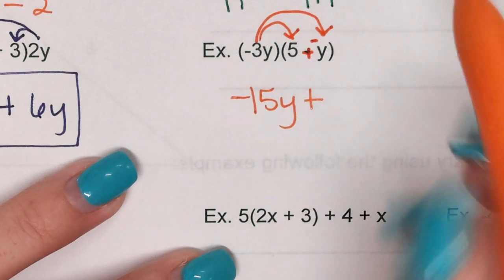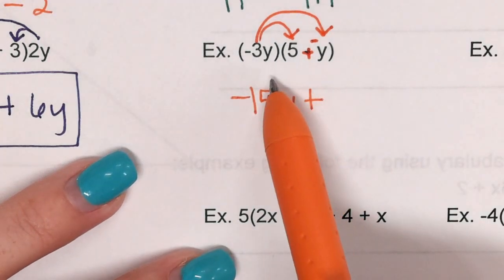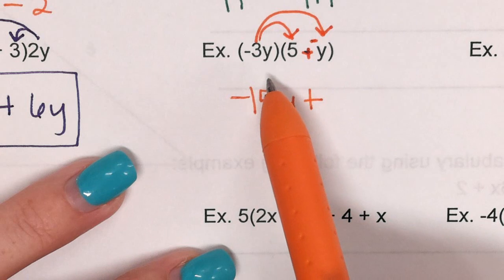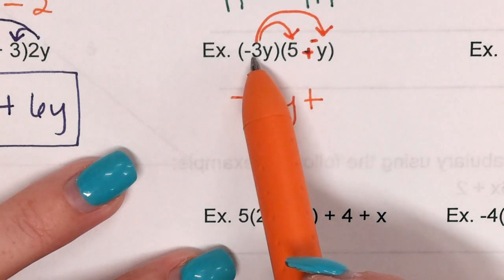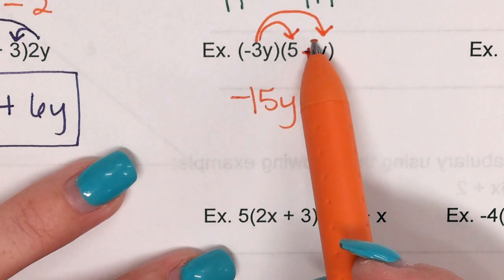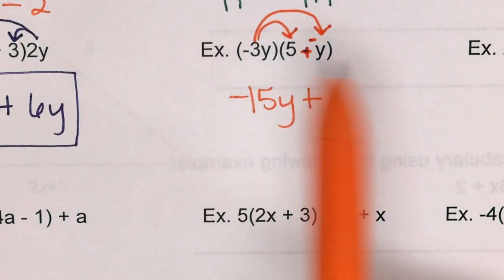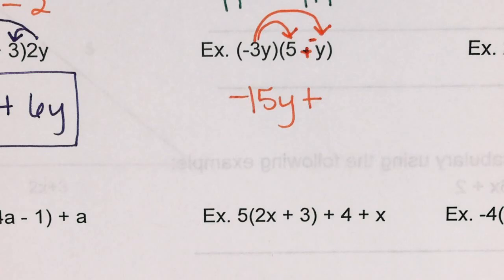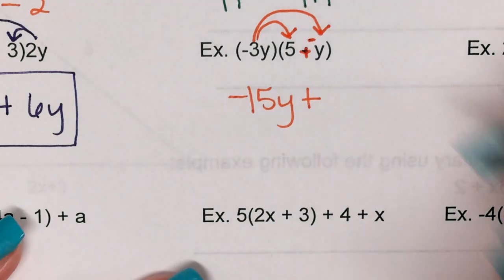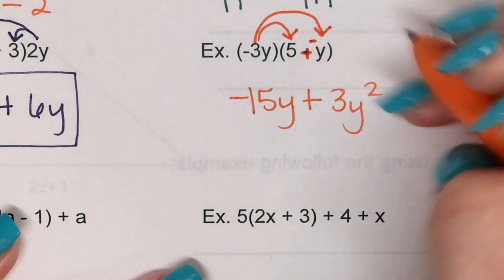Plus, now why did we learn our integer rules yesterday? Because my calculator's not going to do this one for me. What is a negative times a negative? So I just don't even worry about it. I'm going to get a positive. What's 3y times y? 3y squared. Very good.